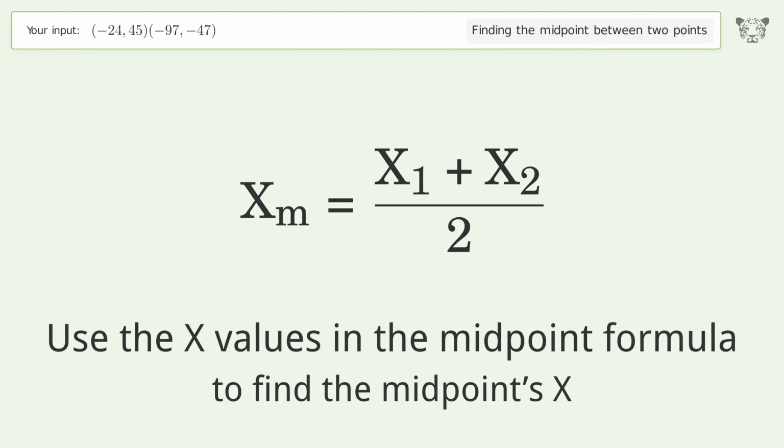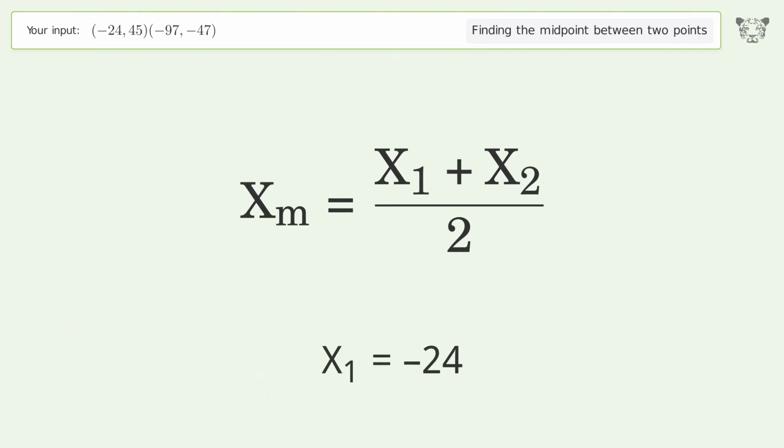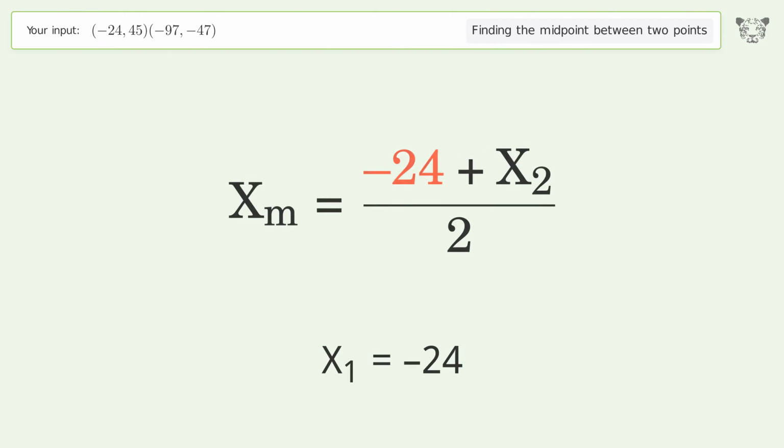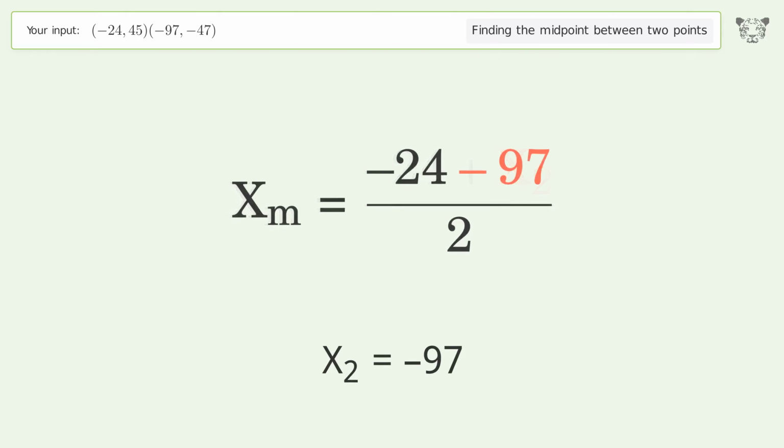Use the x values in the midpoint formula to find the midpoint's x. x1 equals -24. x2 equals -97. Simplify the arithmetic.